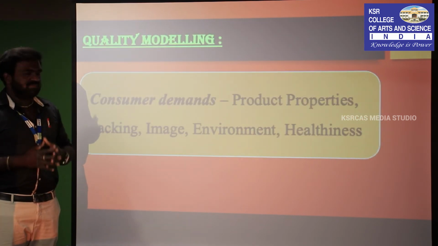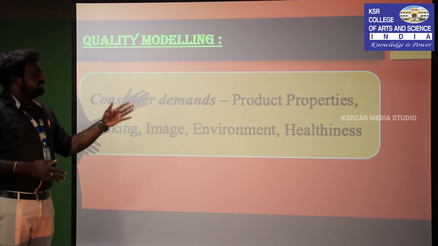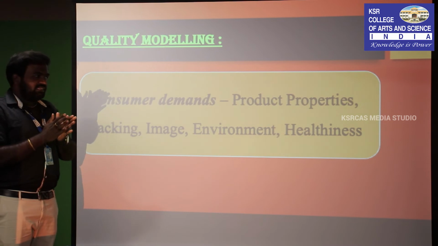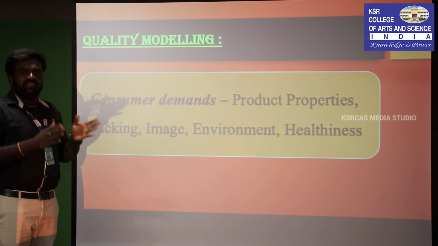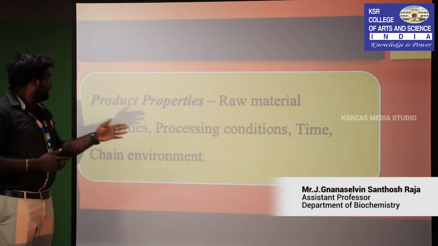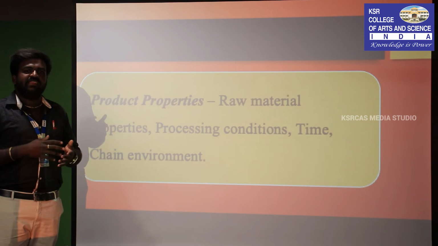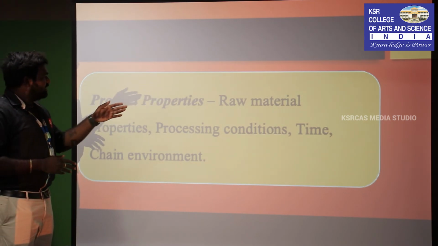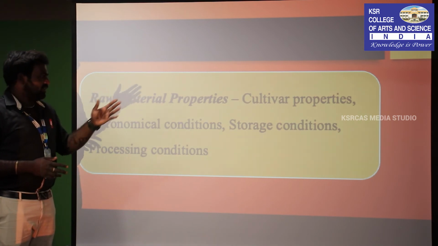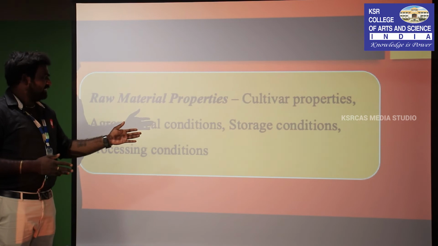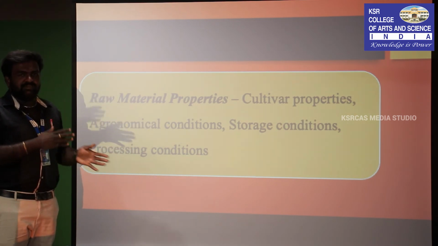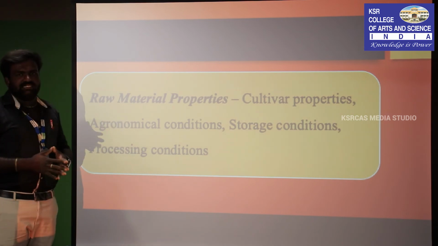Next one, quality modeling. Quality modeling leads to the customer demands, that is product properties, packaging, image, environmental, health. Product properties, one is that the product is good and the packaging image will be attractive. Next, product properties such as raw materials and processing conditions, time chain environment. In this slide raw materials and the processing condition over time can change the environment. Next, raw material properties: cultivator properties and agronomical conditions, storage condition, processing condition. The cultivator is the food breeder that leads to the consumers, that is processing conditions.